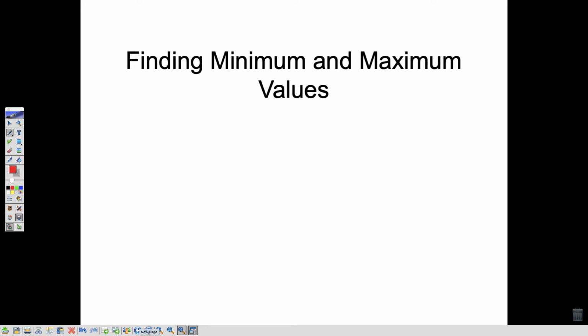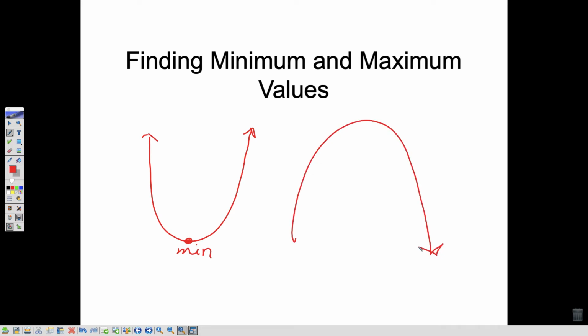We're not done. I didn't tell you to put stuff away. Okay, finding the minimum and maximum values of a parabola. So when it opens up, I have a minimum. The maximum will always be infinity. Well, it doesn't really have a maximum because you can't get to infinity, but it's approaching. And when I'm opening down, I have a maximum.